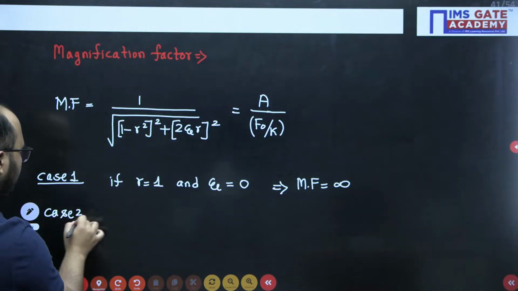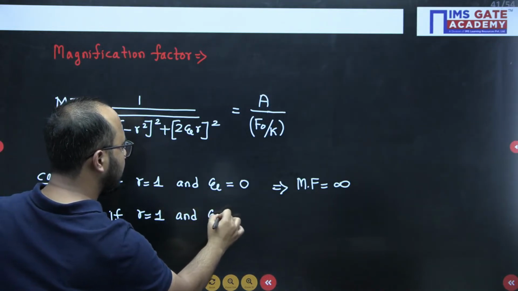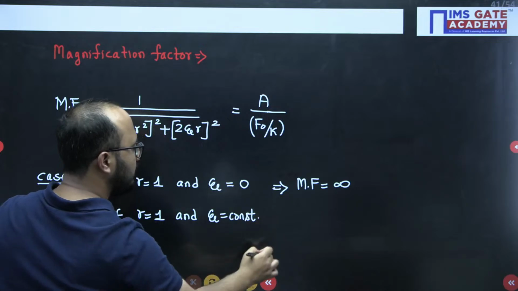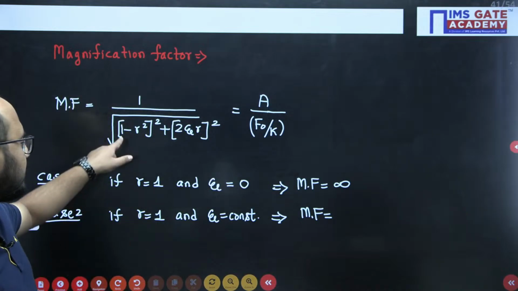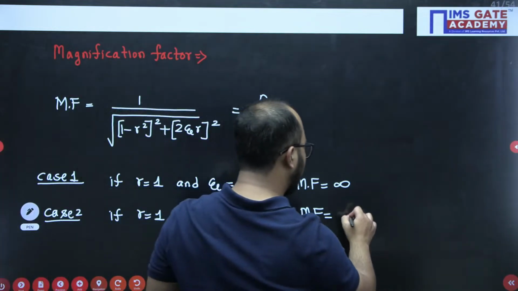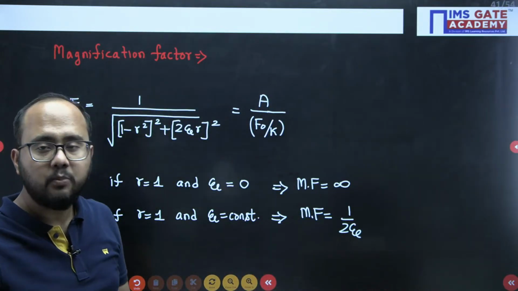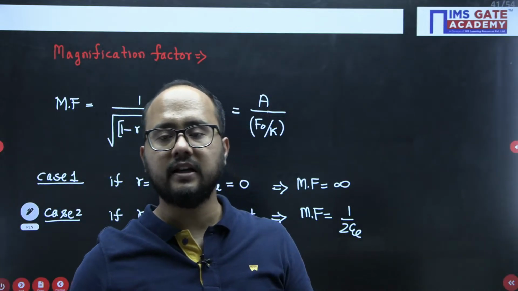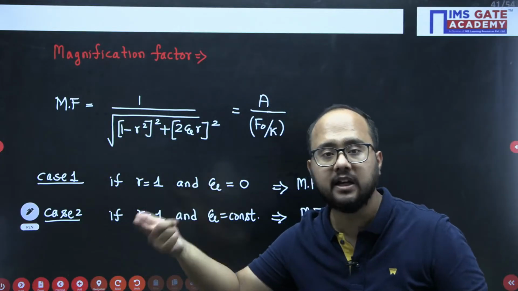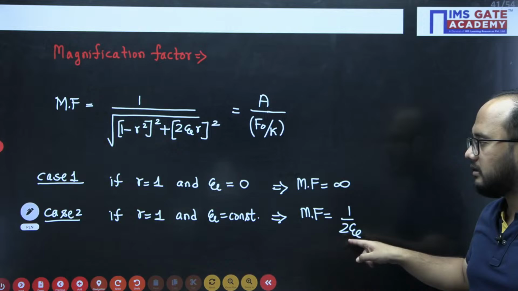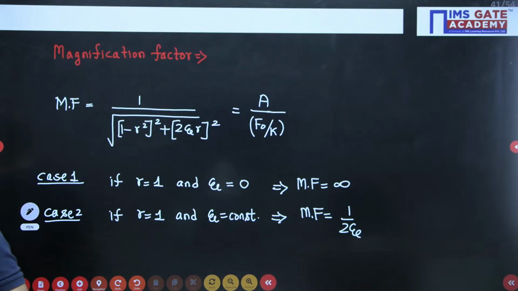Now case number 2. If R value is 1 and damping factor has some constant value, then what is the value of magnification factor? R value 1, so this term becomes 0. So magnification factor is 1 divided by 2 into damping factor. Very important point. If someone says that in resonance condition the magnification factor is infinite, yes, true, if no damping is provided. But if damping is provided, it is not infinite. Remember this point always, very, very important point, everyone.